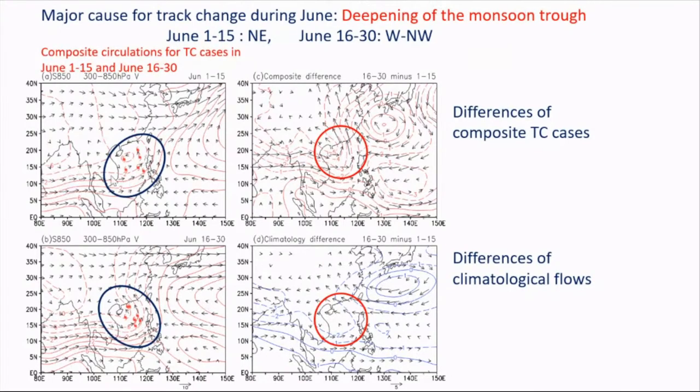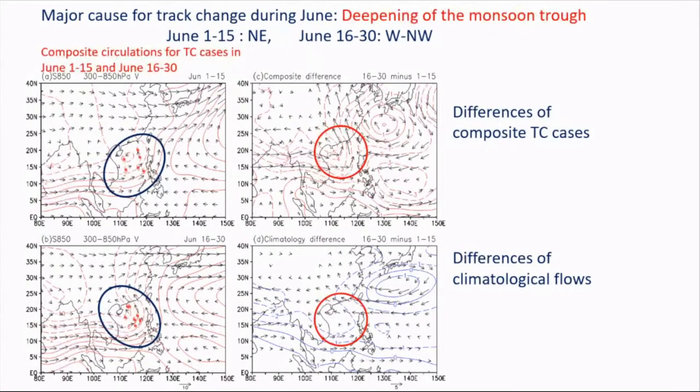For this case, we can see that TCs are formed within the cyclonic circulations. After formation, this TC can be driven by the southwesterly or southerly flow to move northeastward. And that's for early June. For late June, TCs are surrounded by cyclonic circulations. And then after formation, this TC is driven by the southeasterly flow to move northwestward or westward. So what's the difference between these two circulation composite patterns?